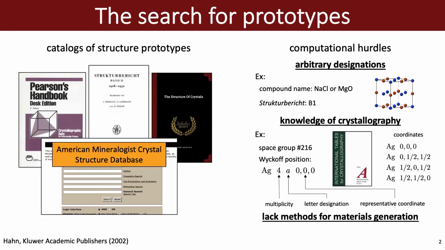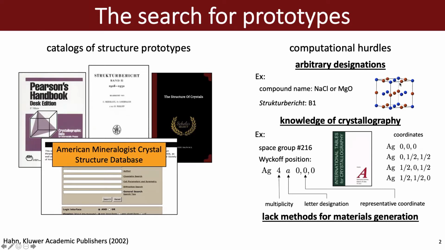So you may be familiar with some of the catalogs within the community, such as the Pearson's Handbook, the Strukturbericht series, forgive my German pronunciation, also the American Mineralogist Crystal Structure Database. And so there's many different resources available. However, it becomes a challenge when we actually want to use these in a computational framework. And one of the main hurdles is this idea of arbitrary designations.